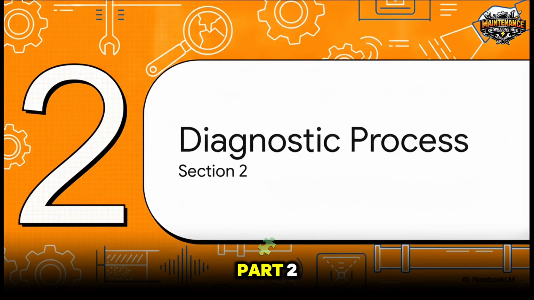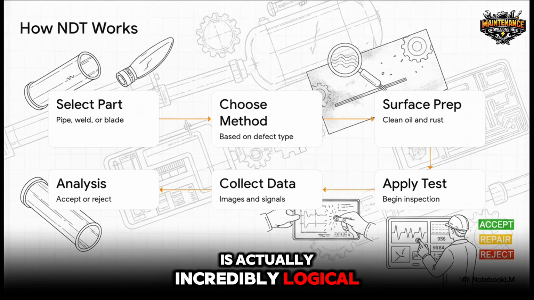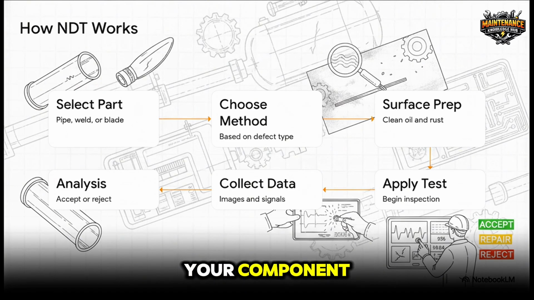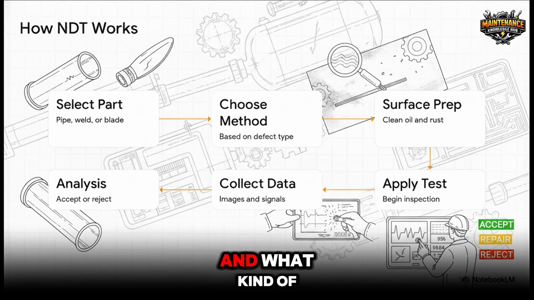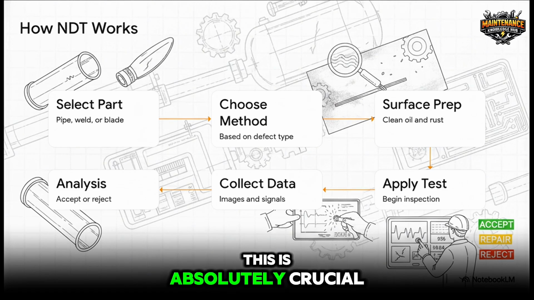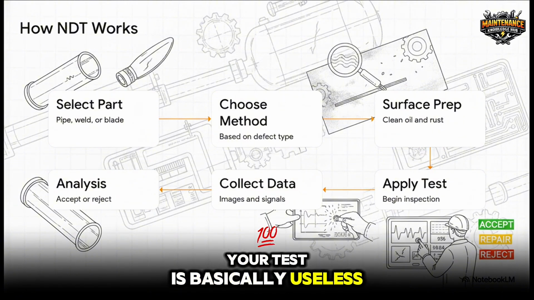Moving right along to part 2, the diagnostic process. The workflow for these mechanical checkups is actually incredibly logical. Step 1, you select your component. Maybe it's a giant pipe or a tiny spinning turbine blade. Step 2, you choose your method based on the material and what kind of defect you're hunting for. Step 3, and honestly, this is absolutely crucial, surface prep. You gotta clean off all the oil, dust, and rust, or your test is basically useless.